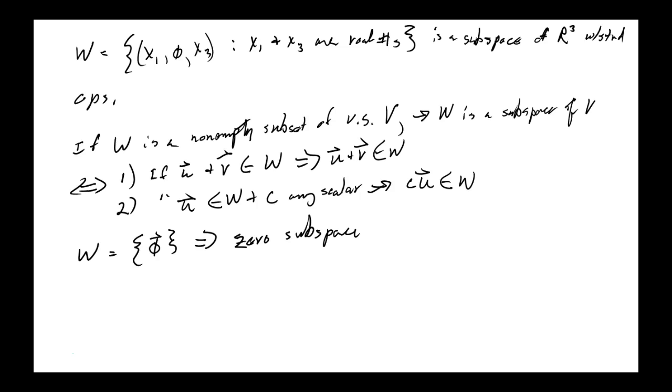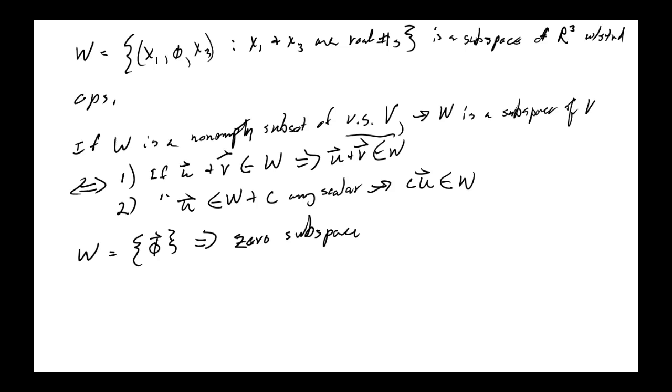Now, another subspace of V is V itself. Remember, V is a vector space, and a subset of V would be V. Every element in V is in V, so that's a subset. And because V is a vector space, of course V is a subspace. So it seems redundant.